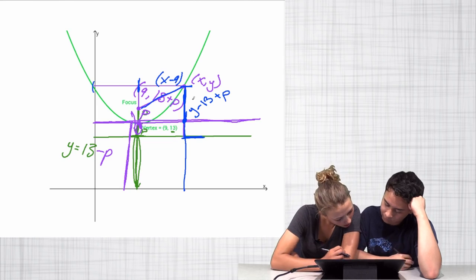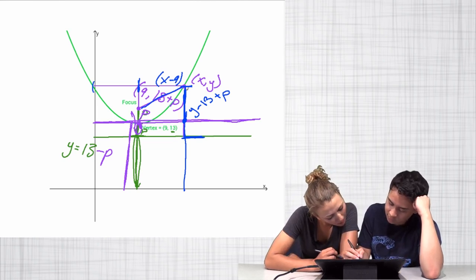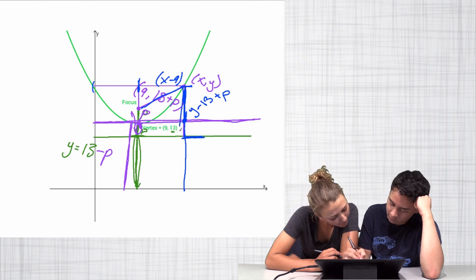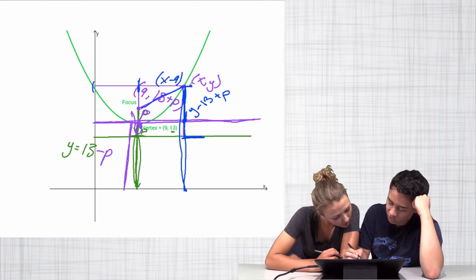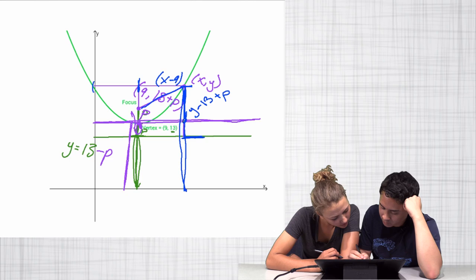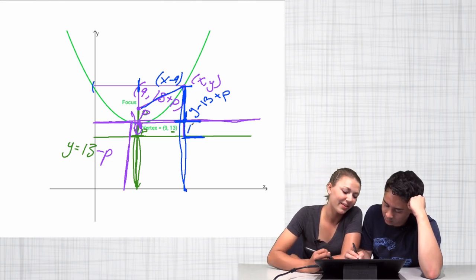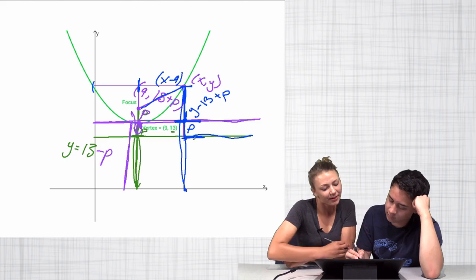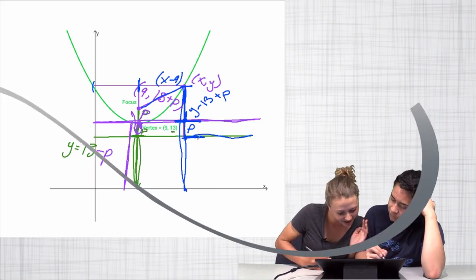Show me where those pieces come from. Where's the distance y? So the distance y is right here. And so if we subtract 13, then we'll be at the line that our vertex is on. So we have to add in our p, that little bit, so we get to our directrix. One way to do it. You're so cool. Look at you go.